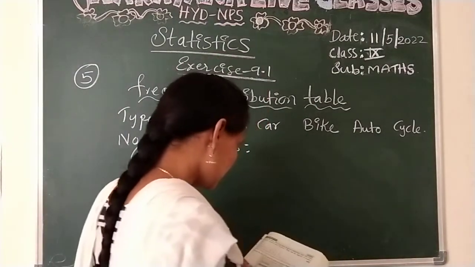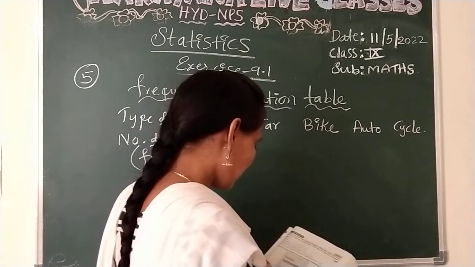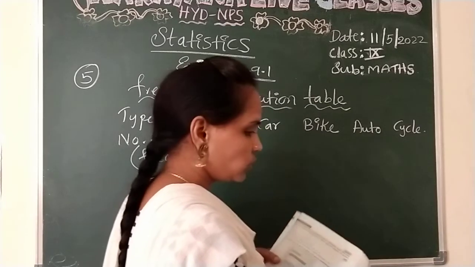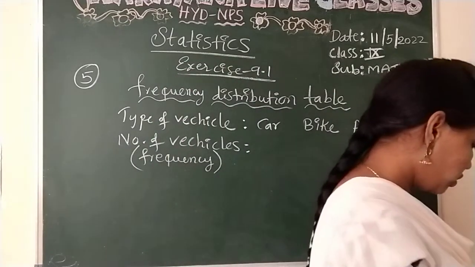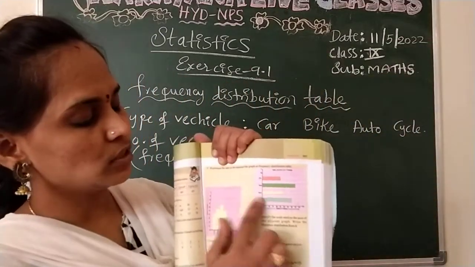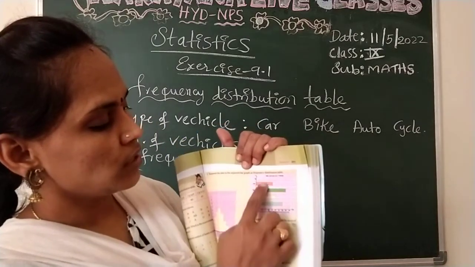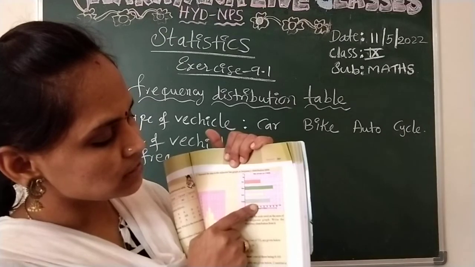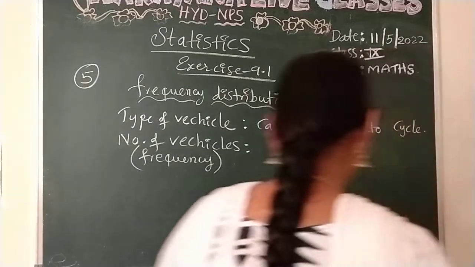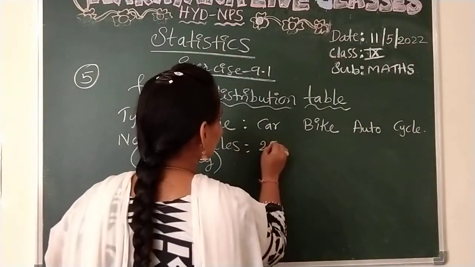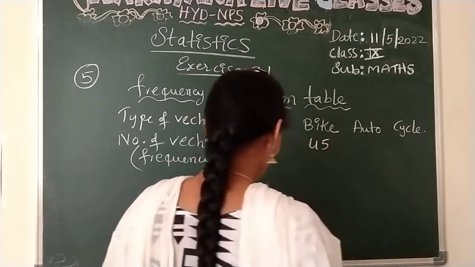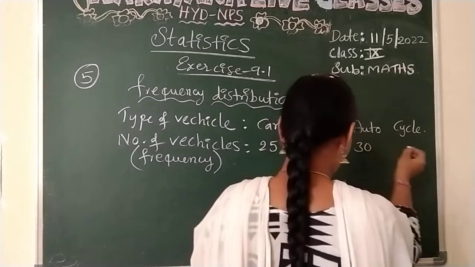Car, how much is it? If you see the graph in the textbook, car is there. Here on the x-axis it is showing 25, right? Like that we can see for each and every vehicle and we should write that. So car is 25, bike is 45, auto 30, cycle 40.